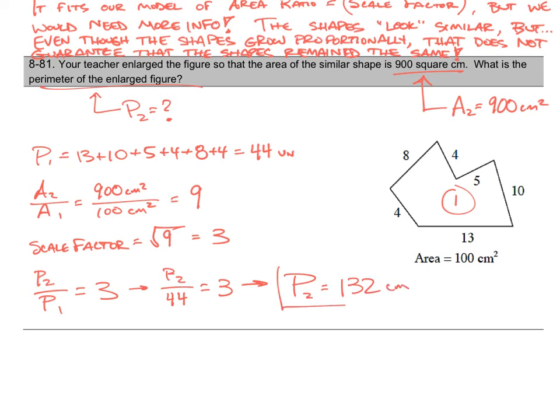Oops, whoa, not square centimeters, 132 centimeters, because perimeter is a length. Notice here I put units. That's a mistake, folks. Units here of length are in centimeters. All right, that's it for 8.2.2. That was pretty straightforward. Good luck with the review preview.